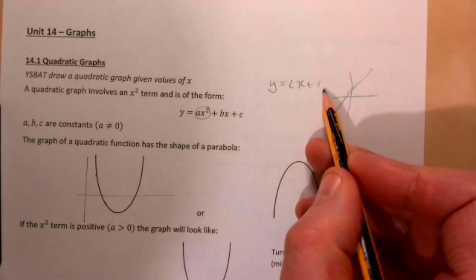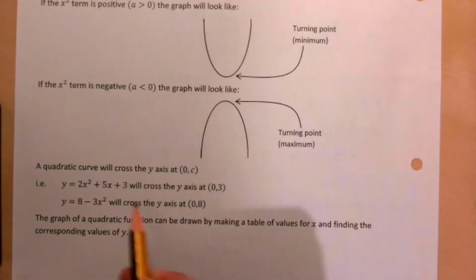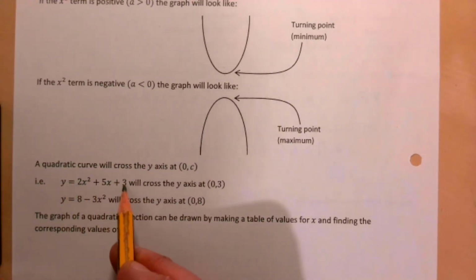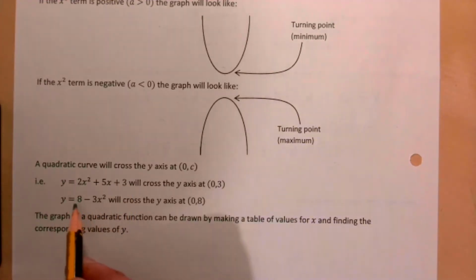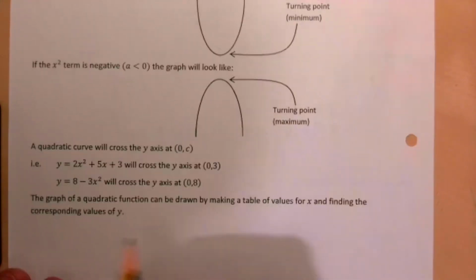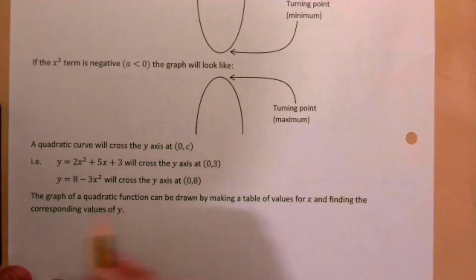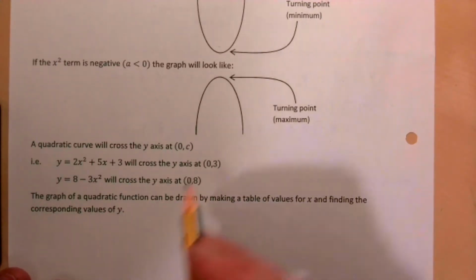It's a bit like, if you remember, y equals 2x plus 1, it's going to cross the y-axis at 1. So over here, this one's going to cross the y-axis at 3. This one's going to cross then at 8, and whenever you put x equal to 0 is effectively how we work this out. The graph of a quadratic function can be drawn by making a table of values for x and finding the corresponding values of y.